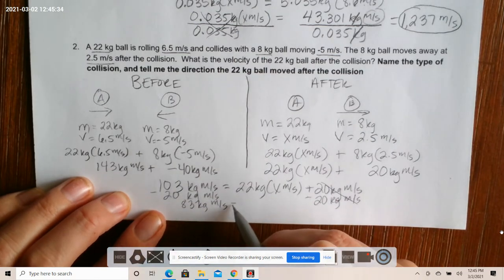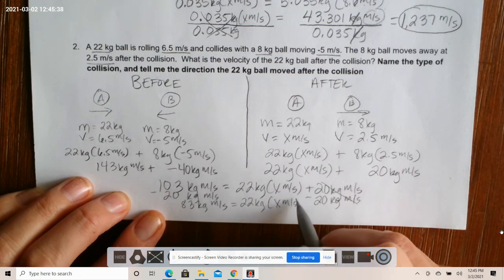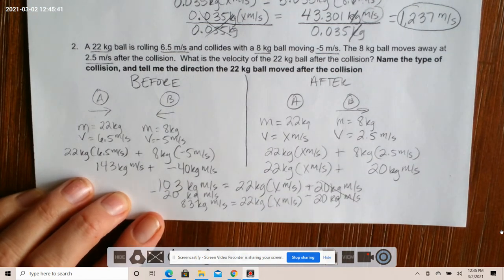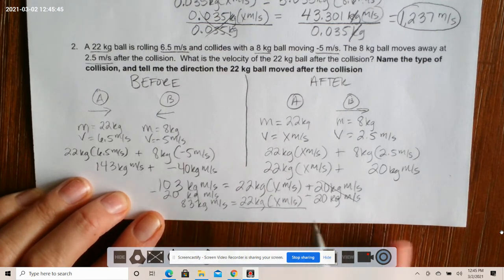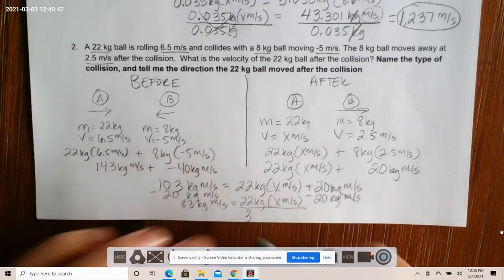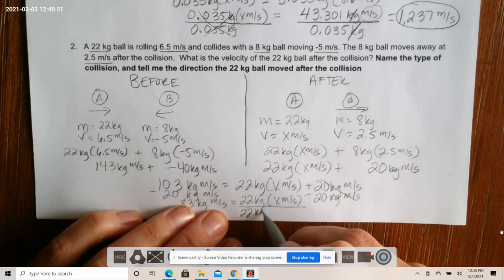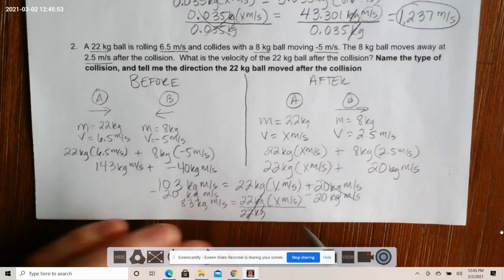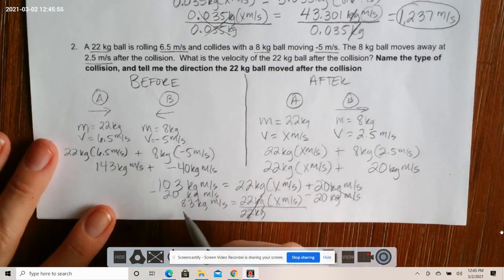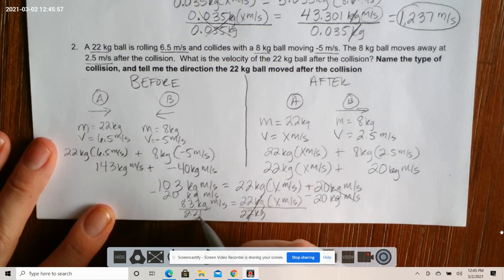And then now I have to drop down the 22 kilograms times x meters per second. So I have to get x alone still by getting rid of 22. Since it's being multiplied, I do the opposite, which is dividing. Oop, don't know why I wrote a 3 there. Let's do a 2. 22 kilograms. So that cancels out, leaving x alone. Got to do it to this side. 22 kilograms. Kilograms cancel, leaving me meters per second.